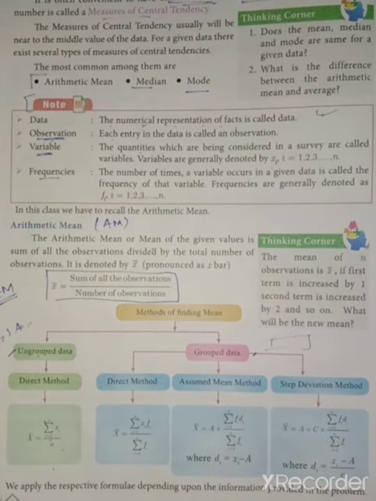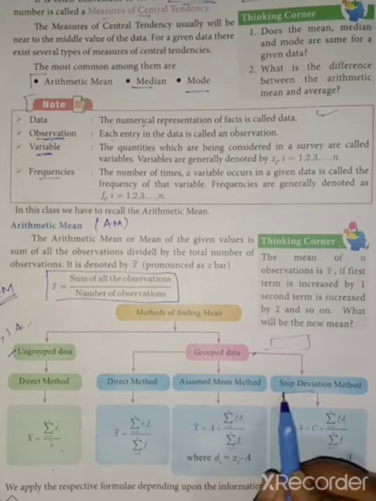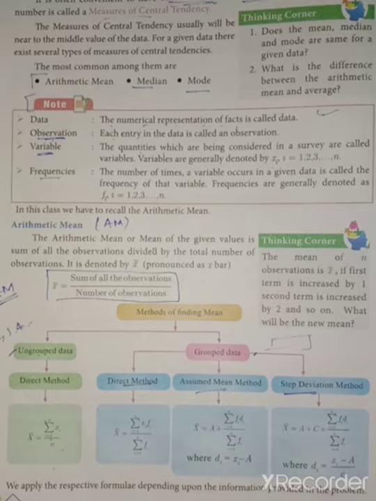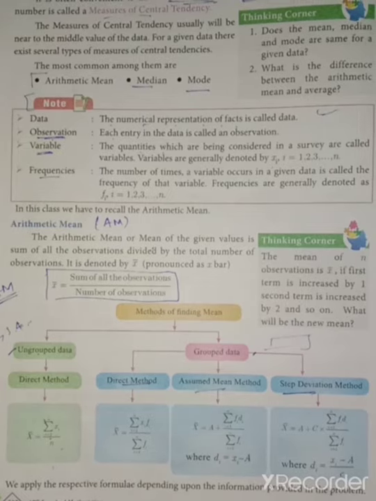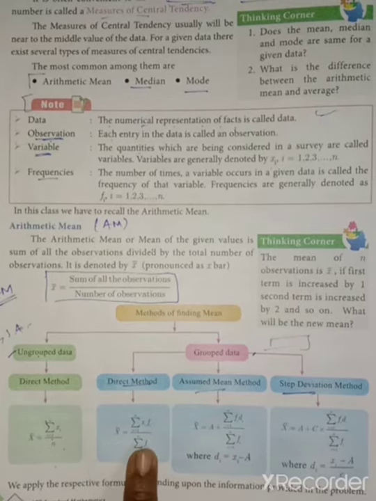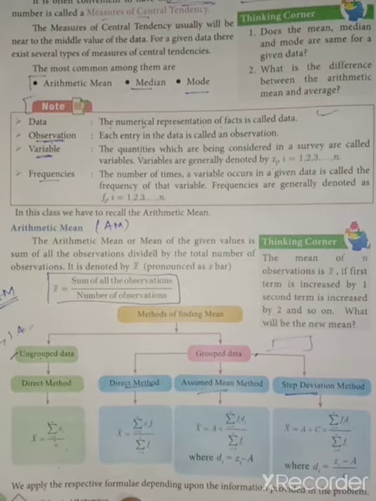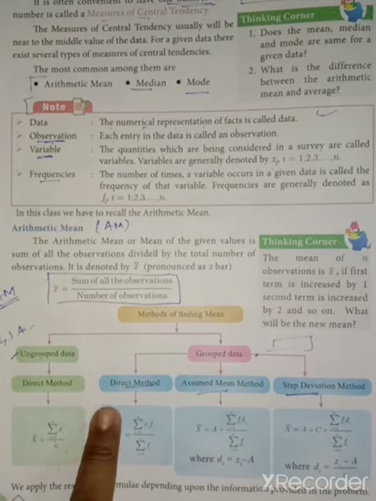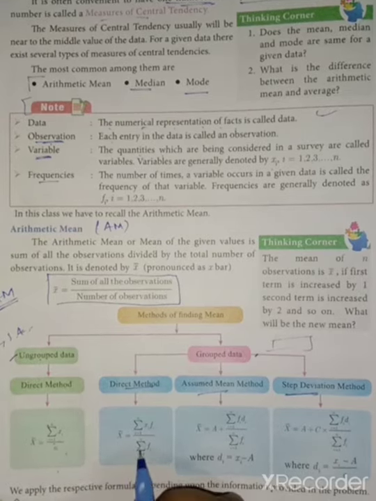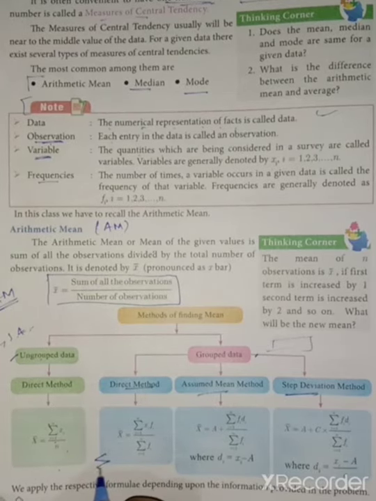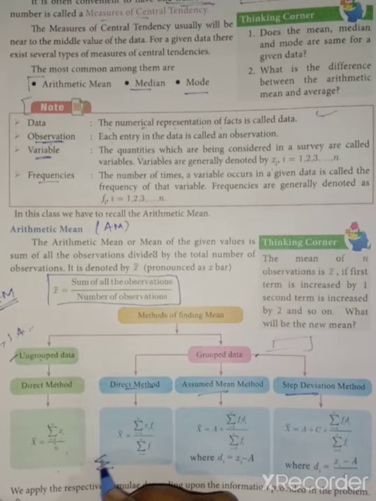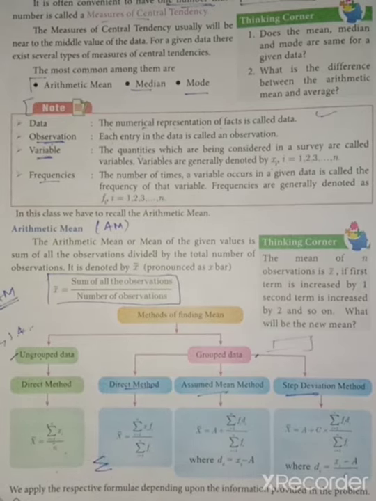We have to use three ways: direct method, assumed mean method, and step deviation method. Totally three methods for the grouped data. Direct method means we have to use the frequency also. So x bar equals summation i equals 1 to n xi fi divided by summation i equals 1 to n fi. Summation means addition. So in the numerator we have to add xi and fi, divided by the sum of frequencies.